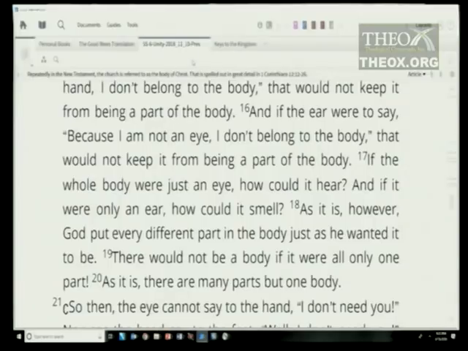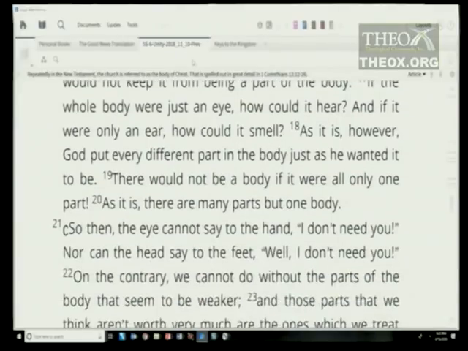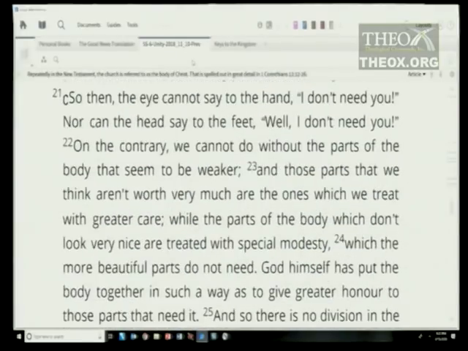There would not be a body if it were all only one part. As it is, there are many parts, but one body. Gary, I think you have another part of that passage.